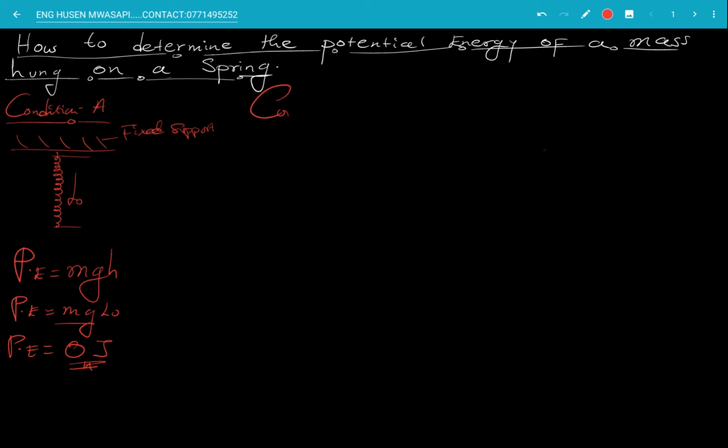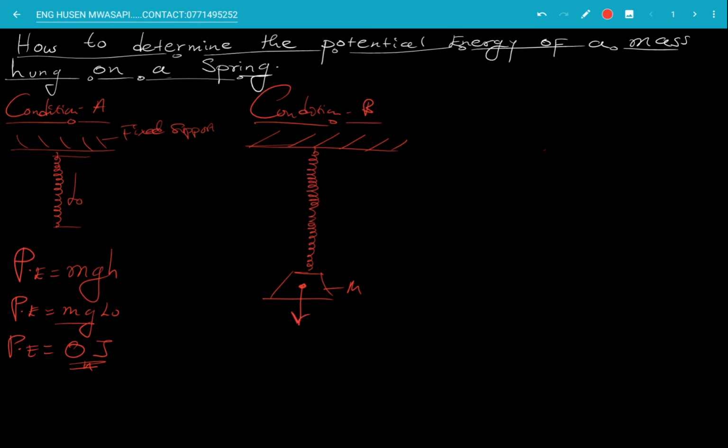If we consider condition B, now in condition B we might have a fixed support, as we all know. Suppose a mass has now been attached to this spring, it's going to cause an extension. So this is the mass. Now mass acting against gravity creates a force which we call weight, which is equivalent to mass times gravity. So there's this extended length, which is length final. Let me say length final 1.